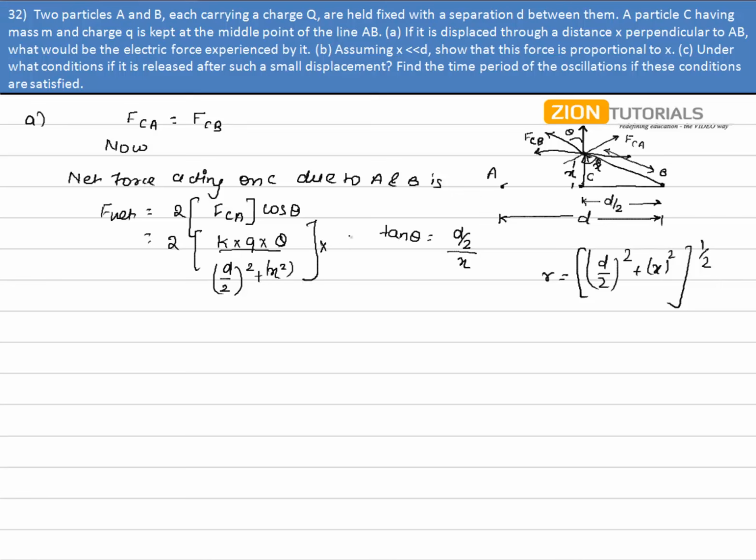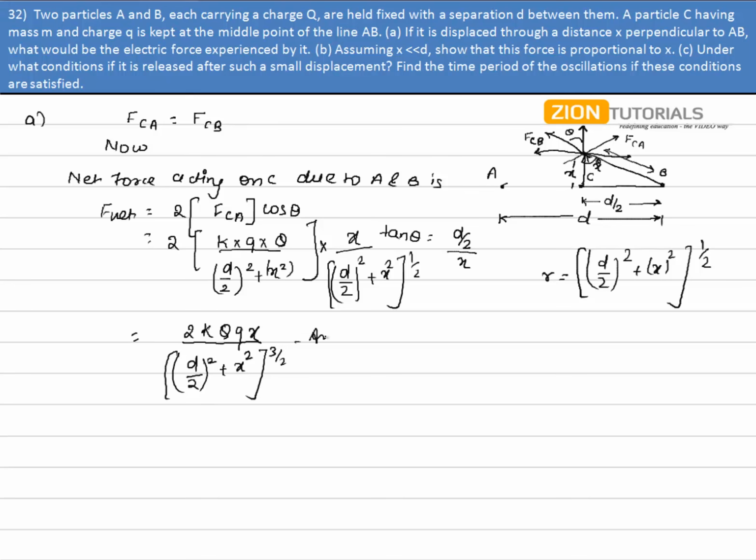Cos theta is again base upon hypotenuse. Here my base is x divided by hypotenuse, that is nothing but r, so D by 2 whole square plus x square to the power 1 by 2. So I'm solving, I get 2k capital Q small q into x whole divided by D by 2 whole square plus x square to the power 3 by 2. This is my answer.